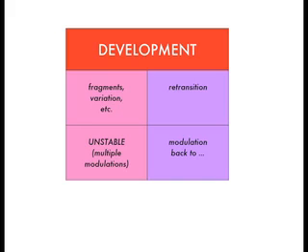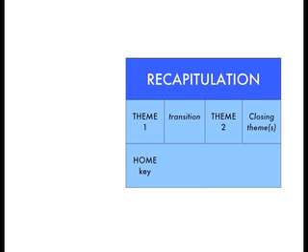Eventually, after moving through this series of other keys, we will work our way back to the home key, and this section is called the retransition. And just as in the original transition away from the home key, in the retransition, we work our way back to the home key, but in a slightly indirect way, without a full cadence, so that we end on a half cadence, and that sets us up for the return of the first theme and the last section of the piece, which is called the recapitulation, in which we again hear the material that was presented in the exposition.